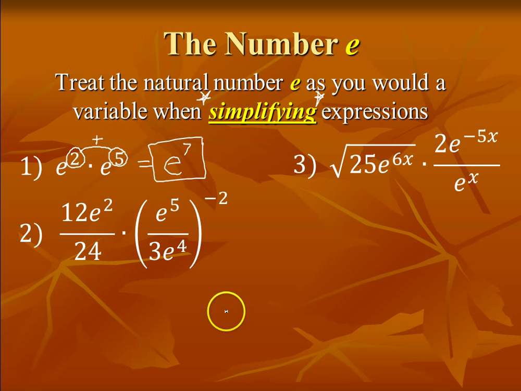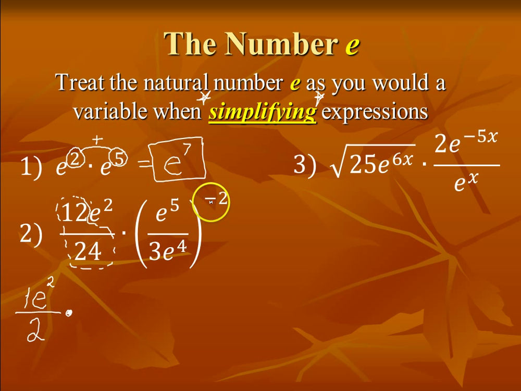Now let's get a little bit more difficult. The second one is multiplication. I'm going to choose to kind of treat these two separately. Starting on this first part, I see a 12 over 24 that I can reduce. So I'm going to start there. 12 over 24 is 1 half, 1 over 2. And then e squared is just going to stay for a little bit.